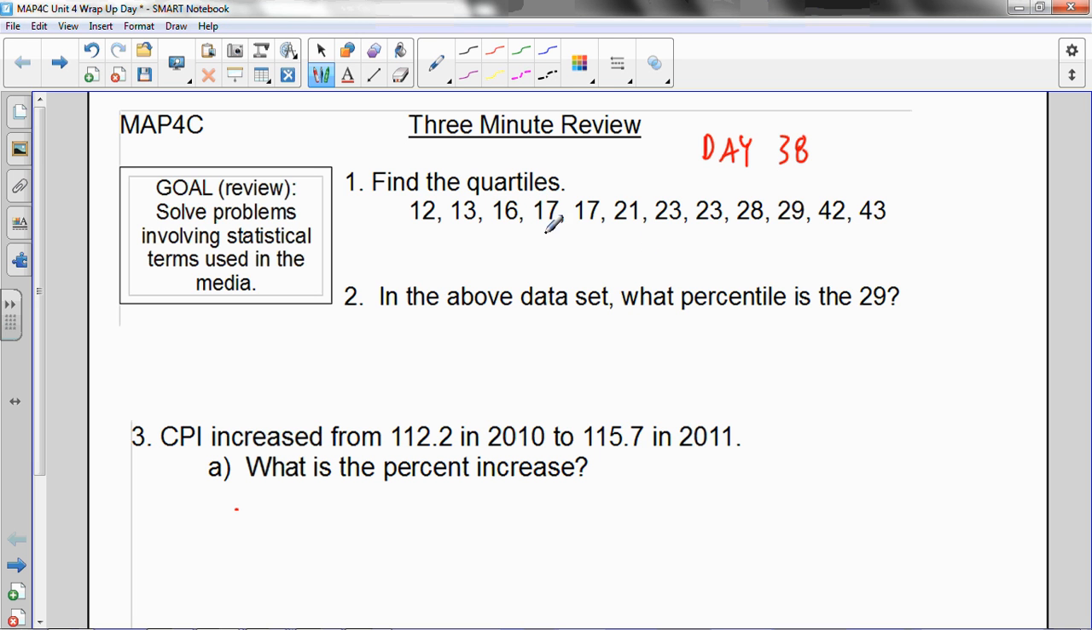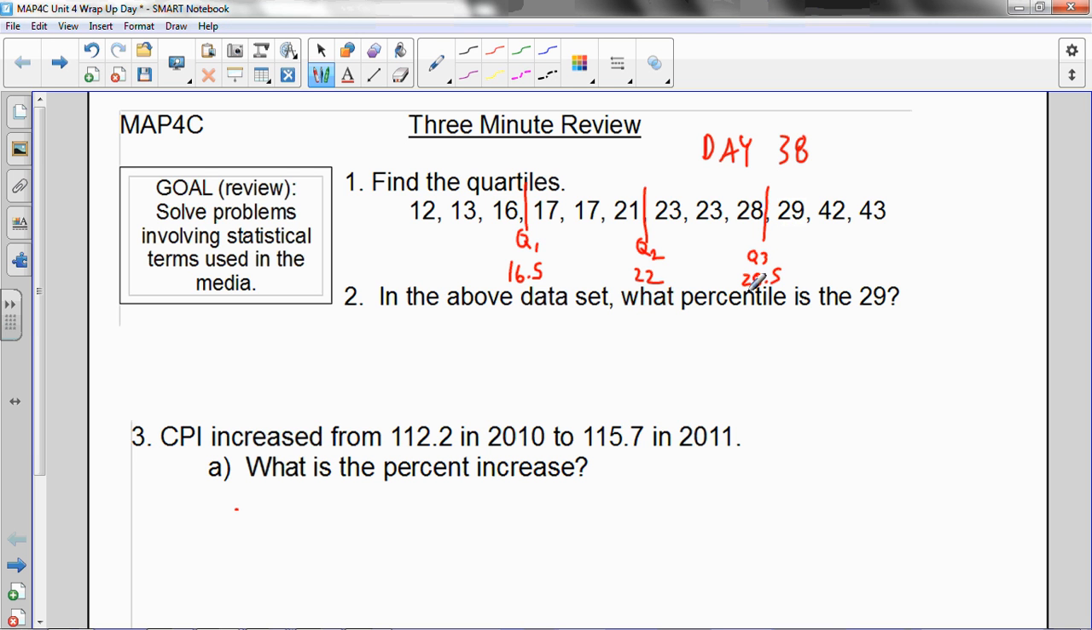Find the quartiles. Remember what we do is split it in half. That's Q2, the second quartile. Take the average of those numbers, that's 22. And then the median of the first half is Q1, the first quartile, which looks like 16 and a half. And then here, Q3, the median of the second half of data looks like 28 and a half.